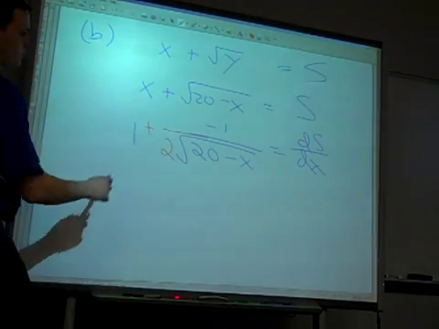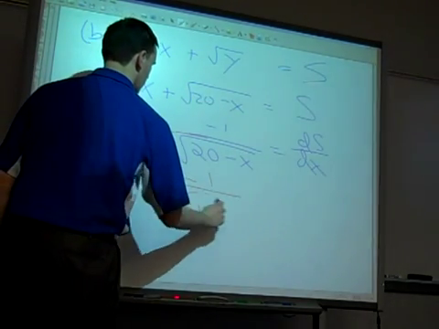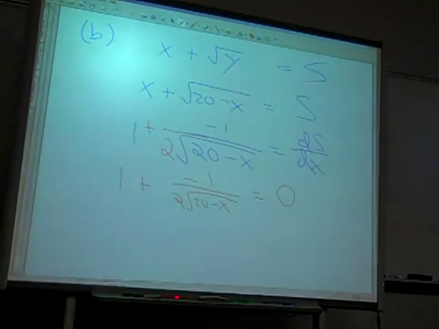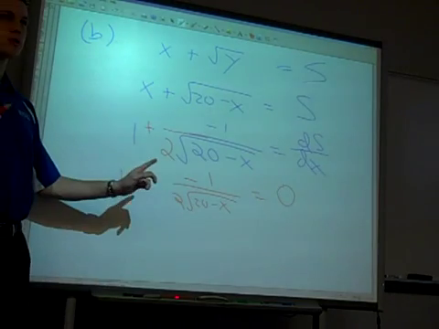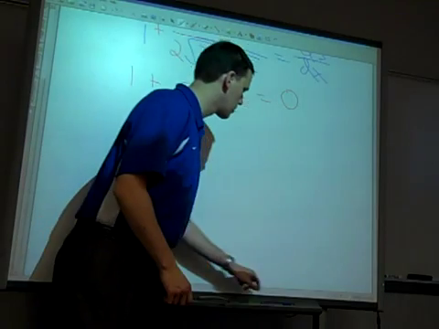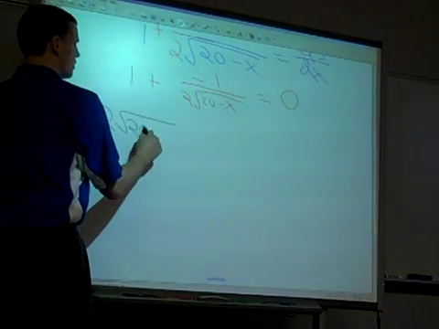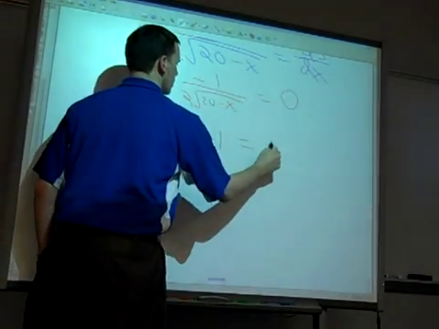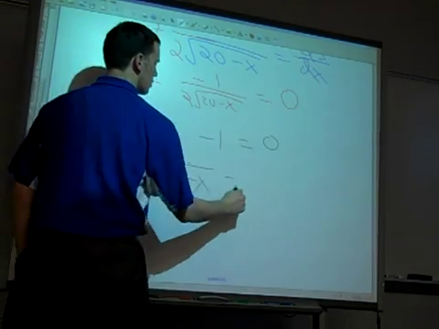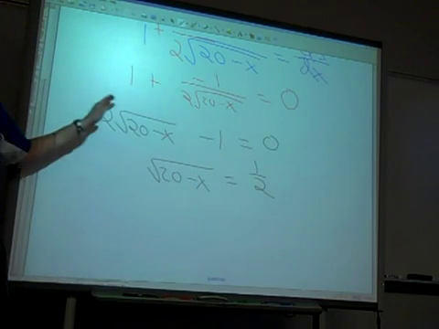Okay, and then we set that equal to 0. Then I multiply both sides by my common denominator. And we get 2 times the square root of 20 minus x minus 1 equals 0. So the square root of 20 minus x equals 1/2. So I'm going to add the 1 over and divide by 2.